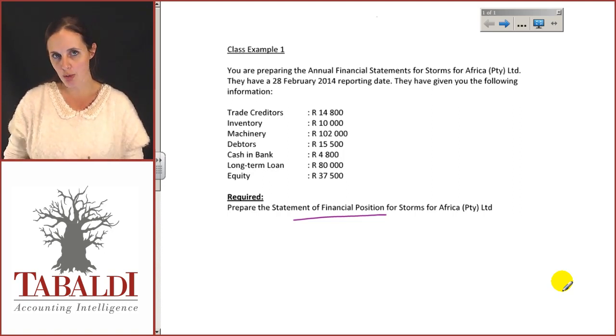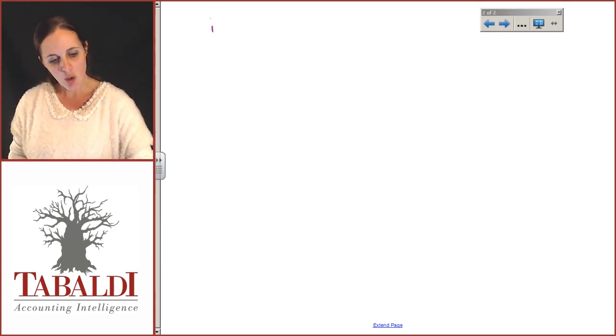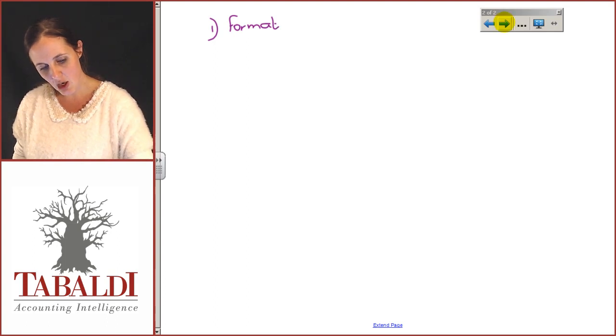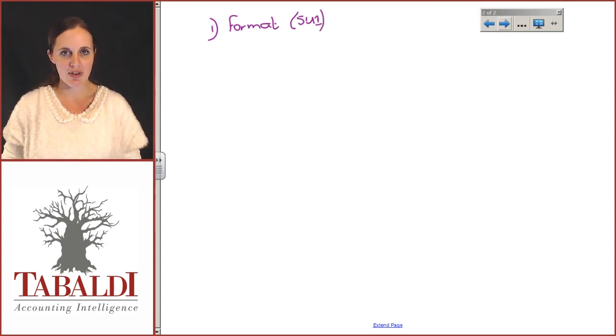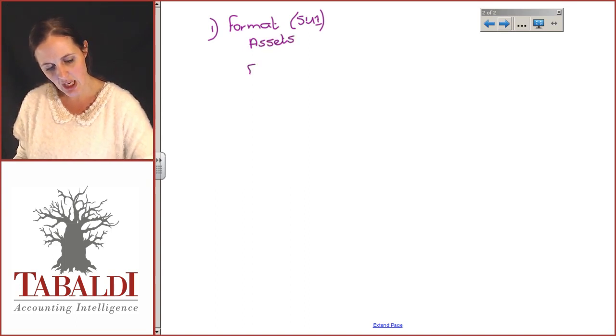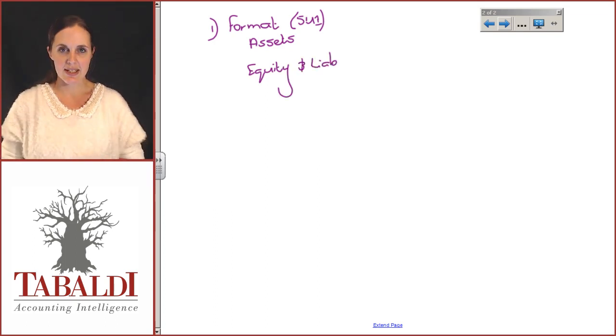What is it that you should know before you attempt this question, and what is it that we've covered that you need to know? One, in study unit 1, right at the end, we spoke about the format of the statement of financial position, and I gave you the format, and you'll see that it has your assets and your equity and liabilities. So you'll remember that it covers that.